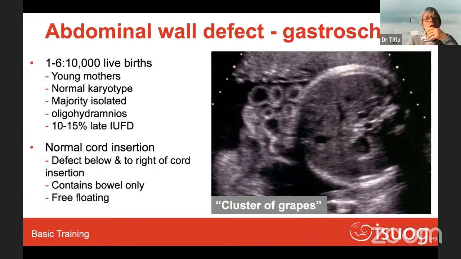It's an abnormality which has a frequency of about 1 in 3,000. It occurs often with young mothers, and often when they don't have a very good socioeconomic status, unfortunately. Most often there is a normal karyotype. Most are isolated. They may develop intrauterine growth restriction in the course of pregnancy and oligohydramnios, and there is a risk of late intrauterine fetal death. So we would always monitor these pregnancies very closely from 30 weeks onwards.